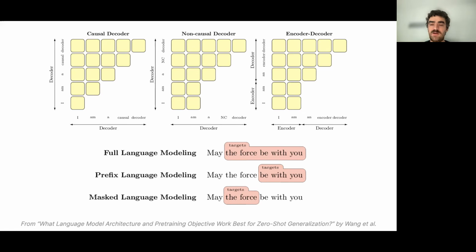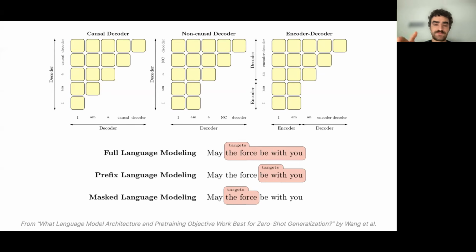And then the last model architecture we consider is the encoder decoder model, where rather than having a single layer stack, we have two layer stacks: the encoder, which has full visibility over the input, and the decoder, which generates the output one step at a time. The encoder decoder model is the original architecture for the transformer, but the causal decoder model is what people typically use to train models like the GPT class of models.